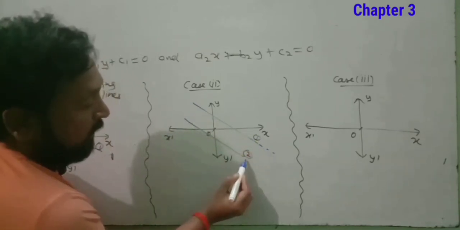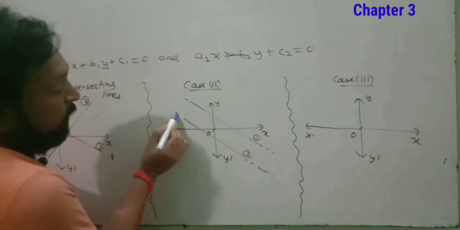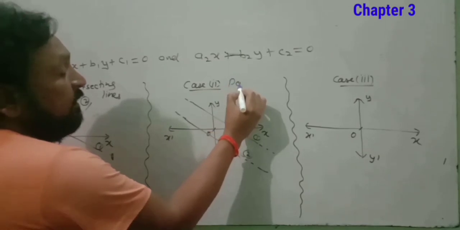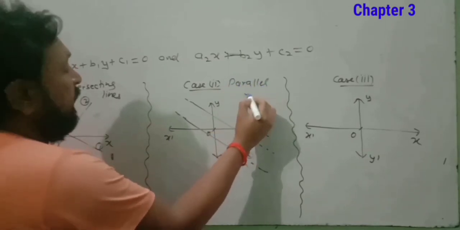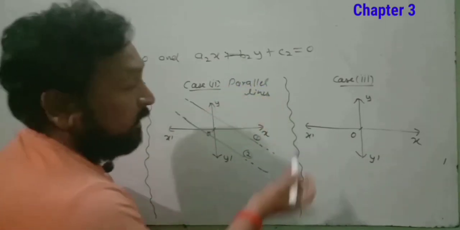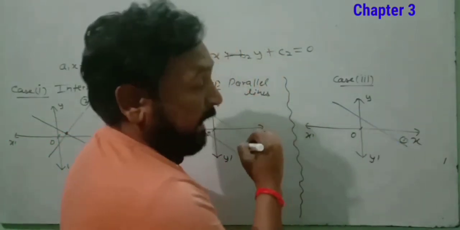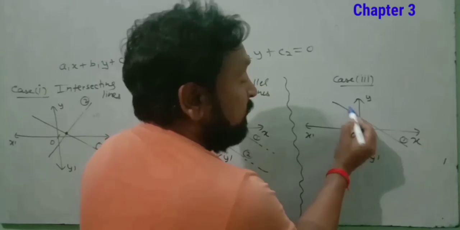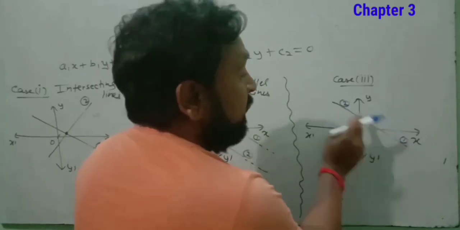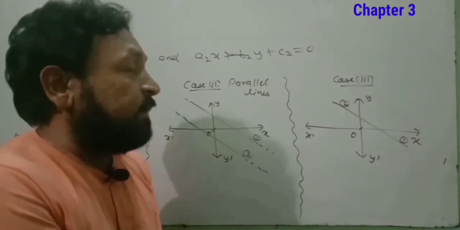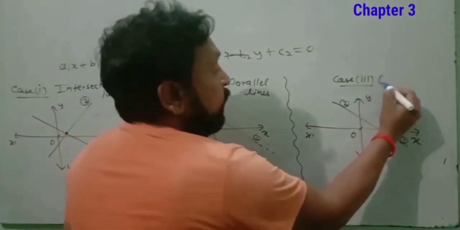If I make them forward or backward, they will never meet. It means these lines are parallel lines. Third thing is, suppose this is the first line, and when I try to make the second line, it came on the same line. It means line 1 and line 2 are the same lines. It means they are overlapping each other. This is the case of coincident lines.